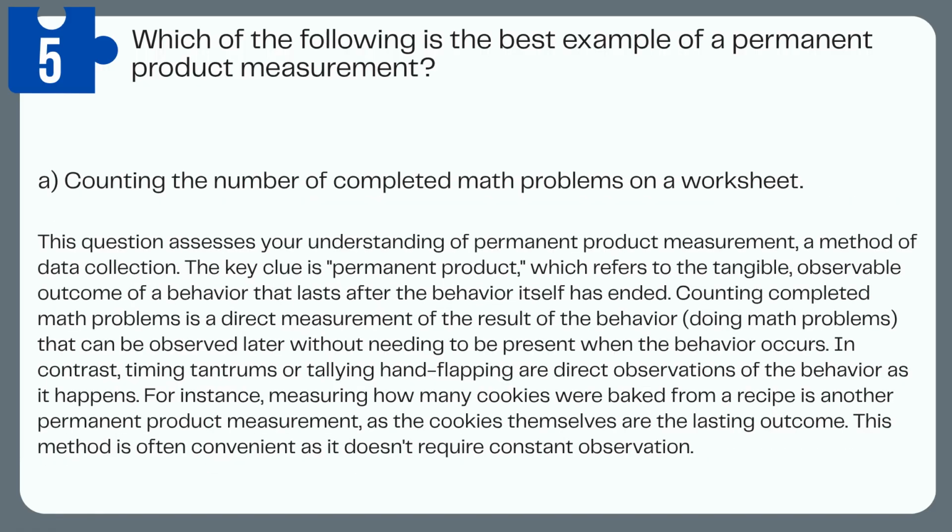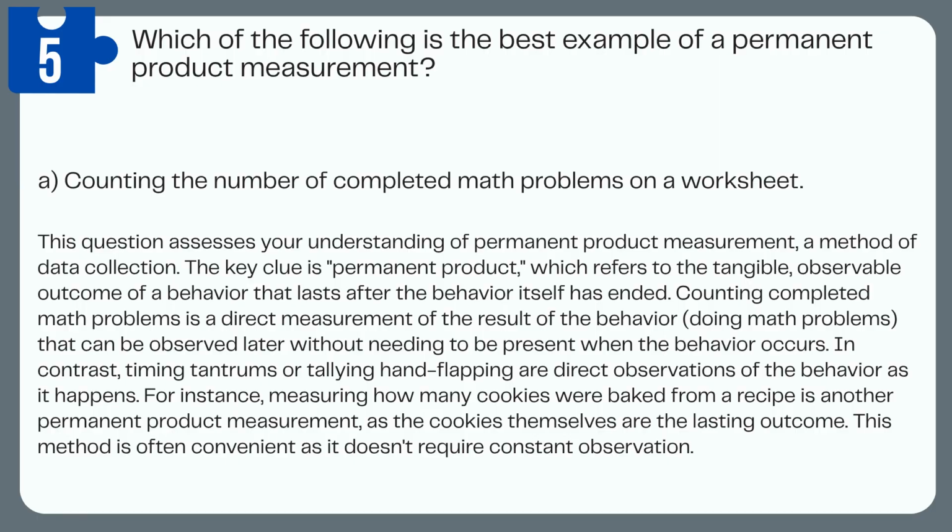Answer: A. Counting the number of completed math problems on a worksheet. This question assesses your understanding of permanent product measurement, a method of data collection. The key clue is permanent product, which refers to the tangible, observable outcome of a behavior that lasts after the behavior itself has ended. Counting completed math problems is a direct measurement of the result of the behavior, doing math problems, that can be observed later without needing to be present when the behavior occurs.